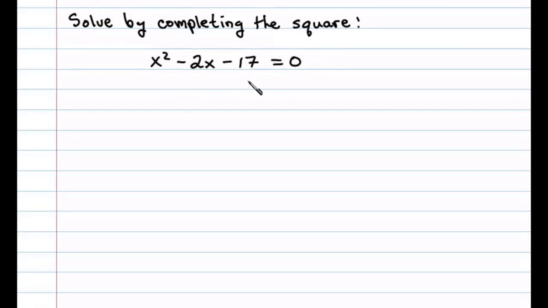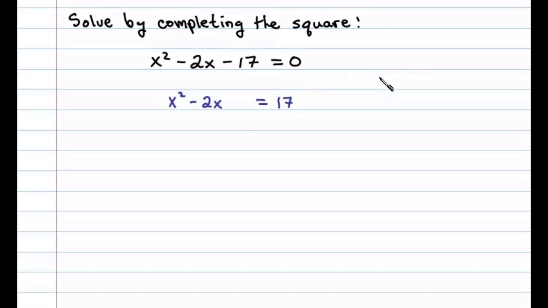Here we're asked to solve a quadratic equation by completing the square. Let's begin by adding 17 to both sides. In that case, we'll be left with x squared minus 2x equals 17. Notice I left some space here for the constant term that's going to complete the square.